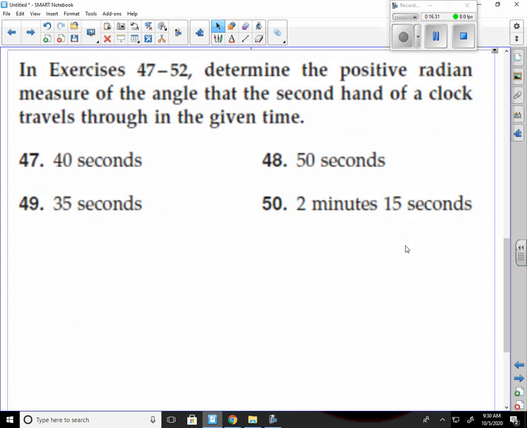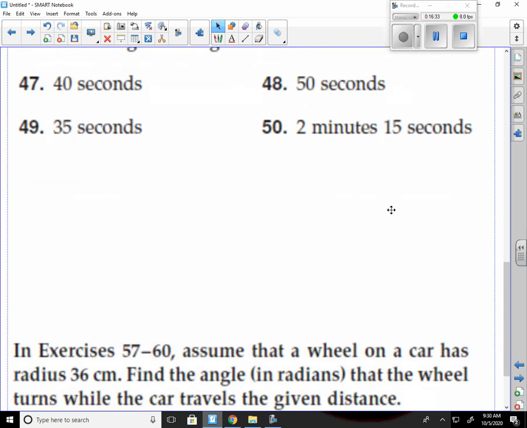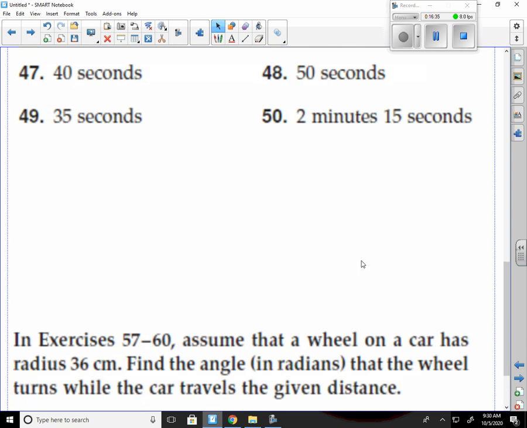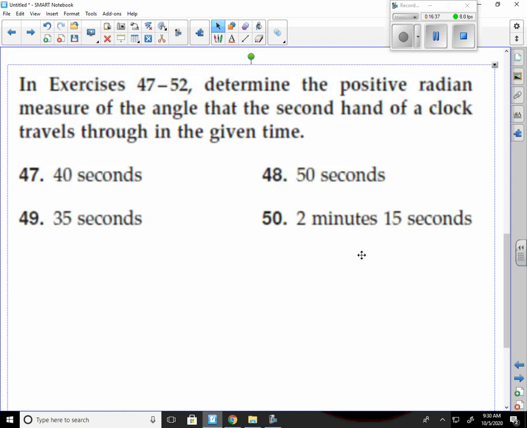Exercises 47 through 52. This is where a lot of people just quit doing them. It was sad, really. Made my heart hurt. Think about a clock, 40 seconds. So how far around can it go? It can go a total of 60 seconds, right? So 40 over 60 is how far around it went. So it's really just 2/3.